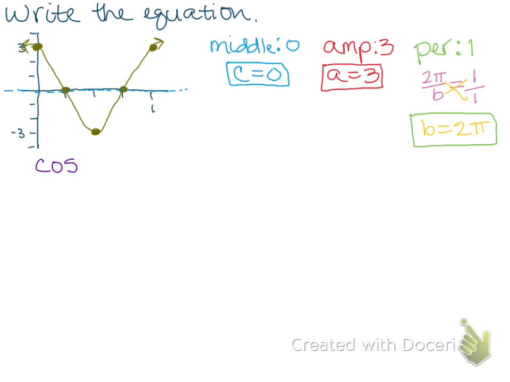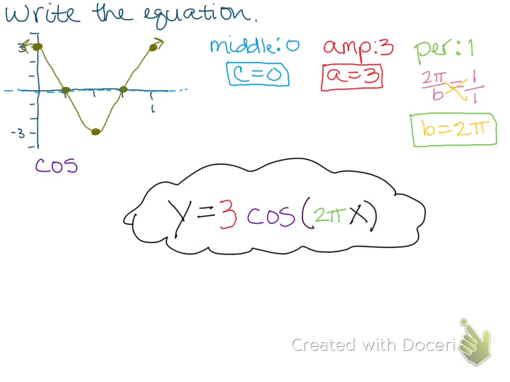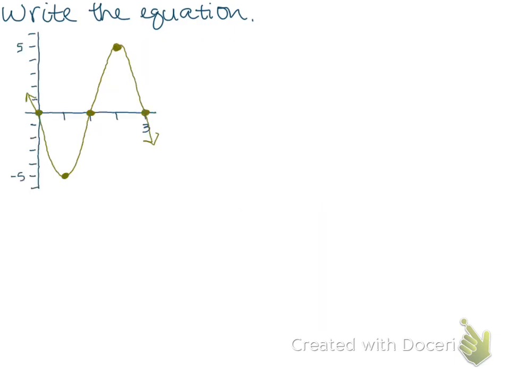So now I'm ready to write my equation. Remember, y equals a cosine bx plus c. So y equals 3 cosine, parentheses, 2 pi x. My c is 0. You can write plus 0 or you can leave it off. And that's my answer. All right, next example.